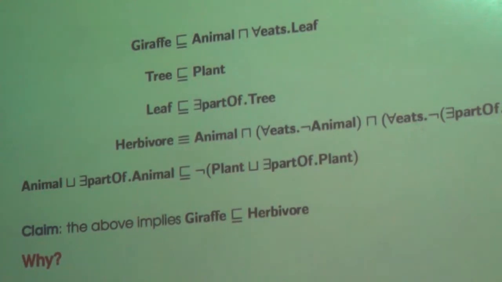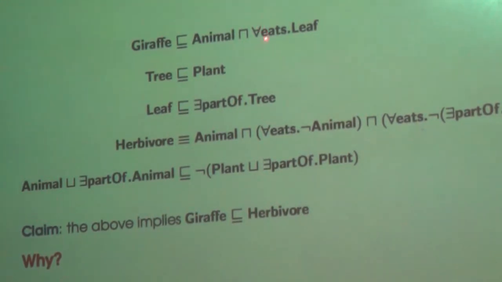No, because giraffe is an animal, and then the animal who eats leaf, it is the animal who eats not animal, and who eats not plant animal. Okay, so you think it's good? Classes. Well, no, I mean giraffe is not equivalent to herbivore, but... No, I mean the class is something who eats leaf, and something who eats not animal and not a part of animal. Okay, so they're not equivalent, but there is a subsumption.